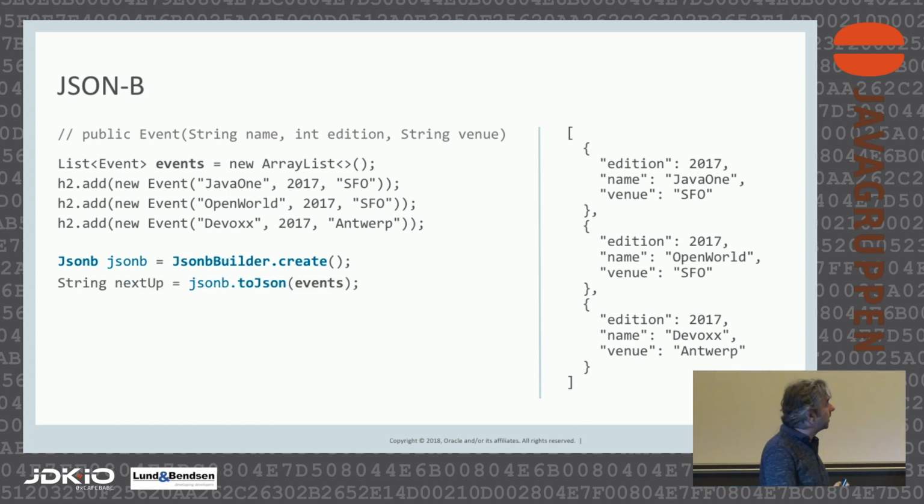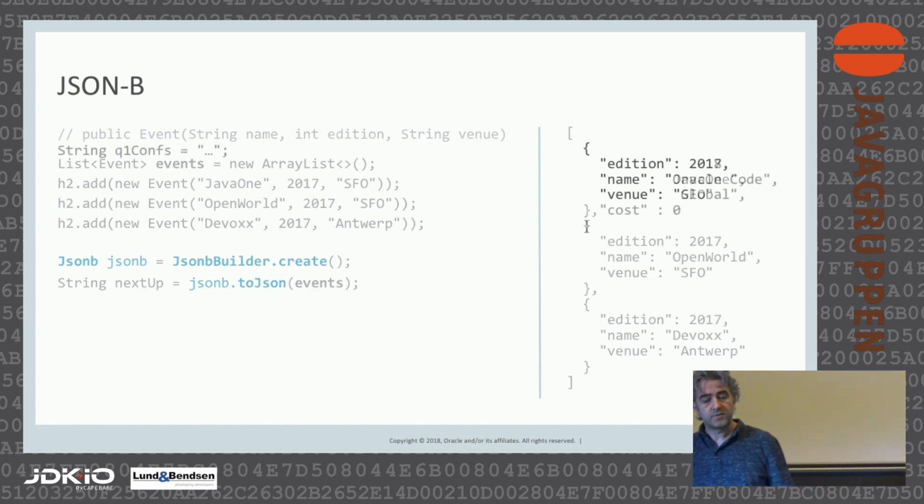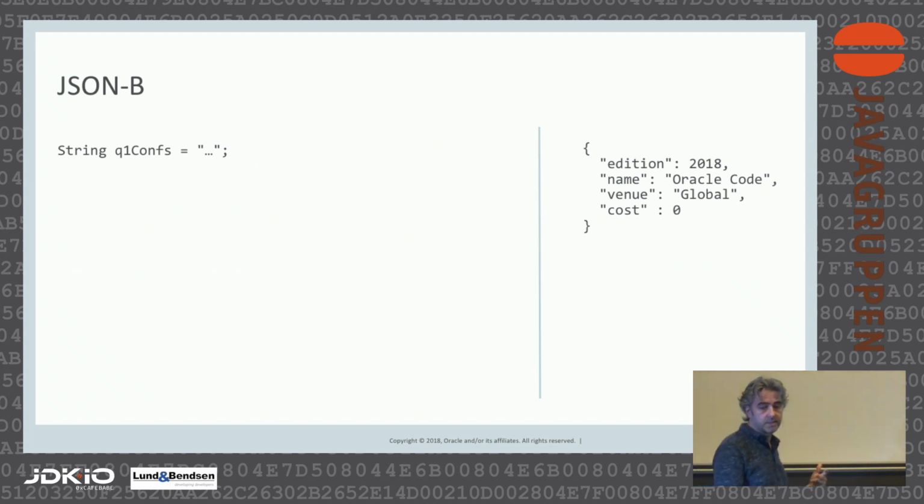And then I can use that JSONB object with the toJSON method. So toJSON, I pass it my Java object, and what I would get in return would be, in this case, a string which would contain the JSON payload that is on the right side. And obviously, it works in both directions.